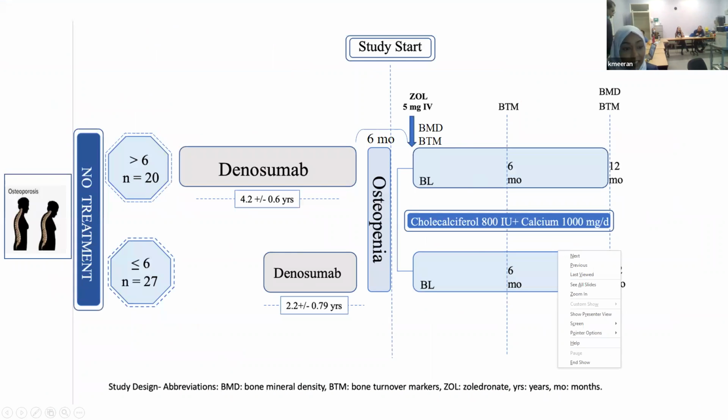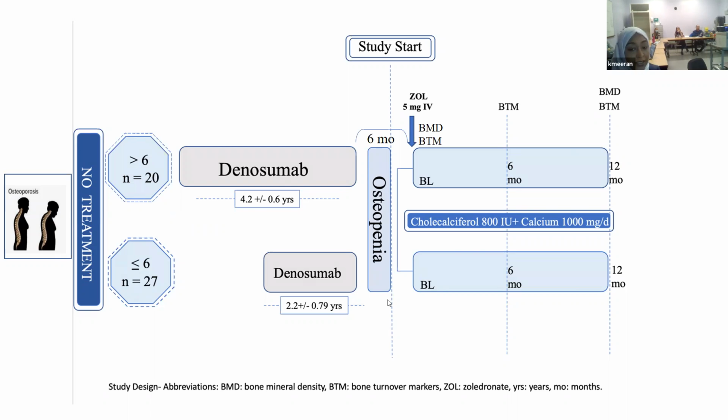So this is the study design of the treatment. Basically, the patients at the beginning had no treatment. They were treatment naive. They were subdivided into two groups, more than six and less than six denosumab injections. The first group, which had 20 patients, received 4 years of denosumab, and the second group received denosumab for around 2 years. They were treated from osteoporosis to a target of osteopenic range.